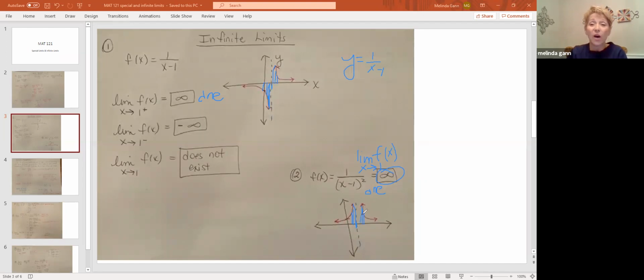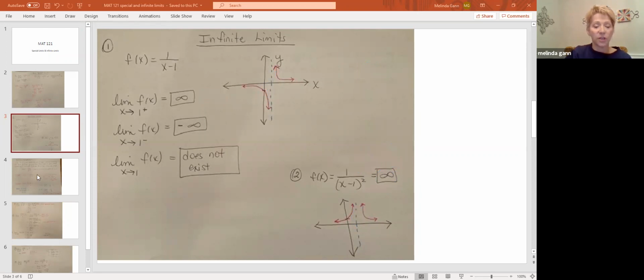So really the only difference is you can still write does not exist, but if it doesn't exist because the y values are getting bigger, then put positive infinity. If it doesn't exist because the y values are getting smaller all the time, like down, down, down, put negative infinity. But if it's getting bigger on one side and smaller on the other side, your best answer still is does not exist. Okay? So really, it's just kind of a clarification rather than a different answer.